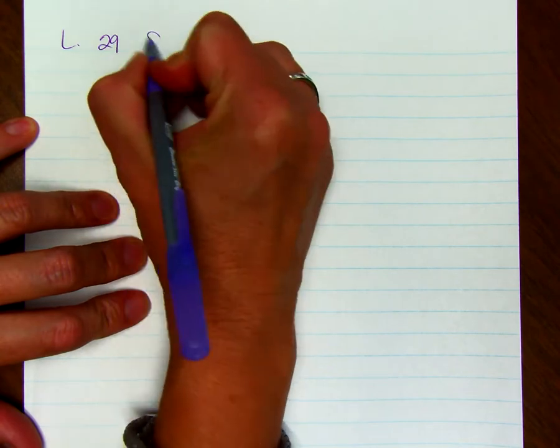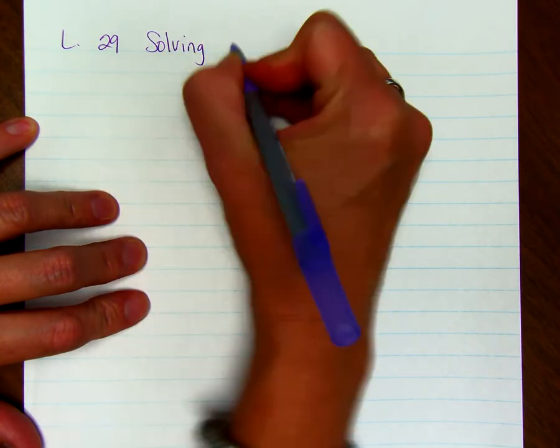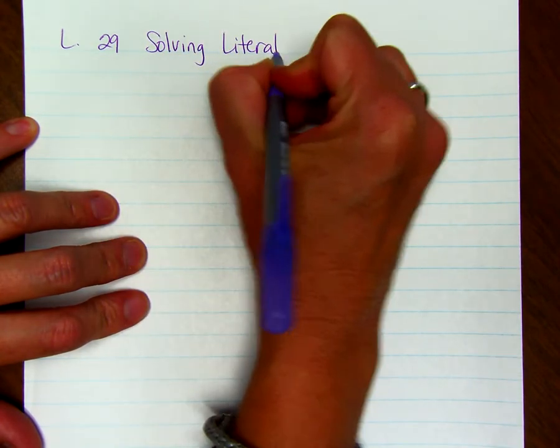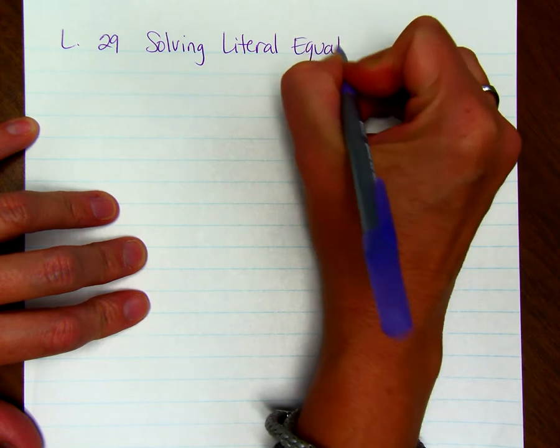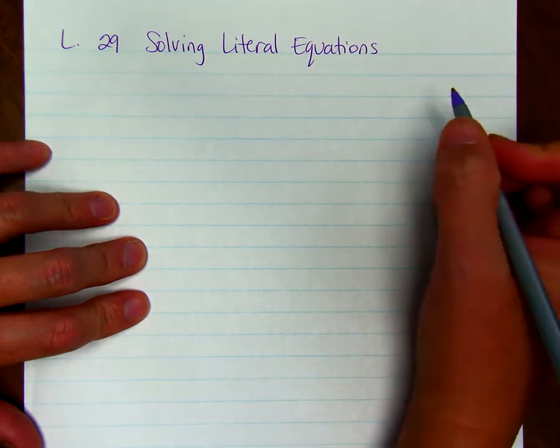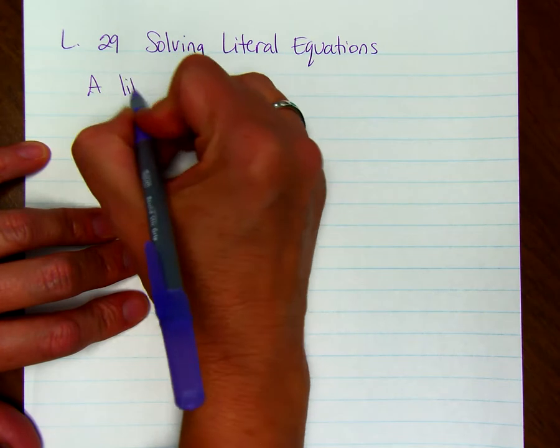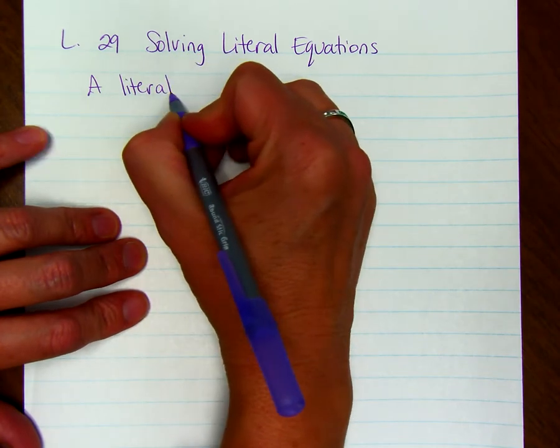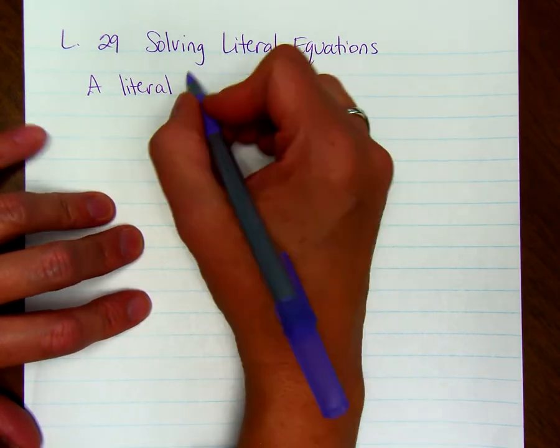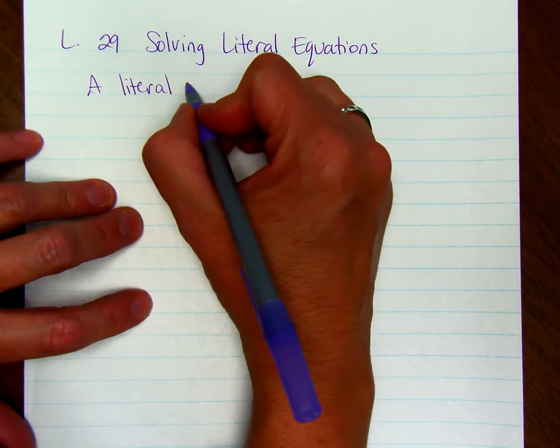Lesson 29, Solving Literal Equations. A literal equation is an equation that has more than one variable.